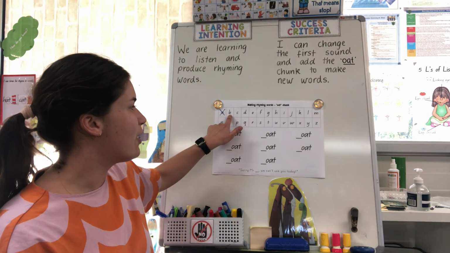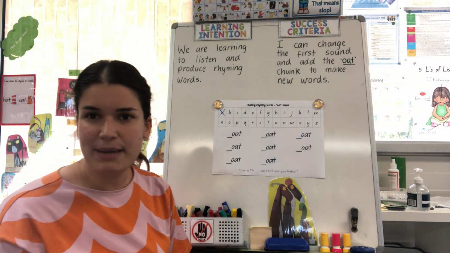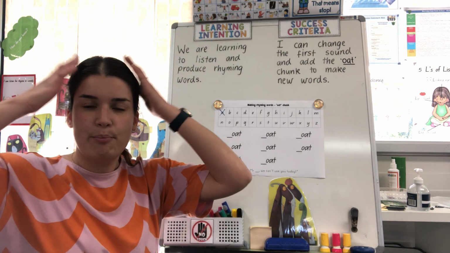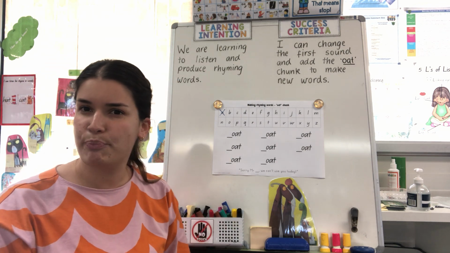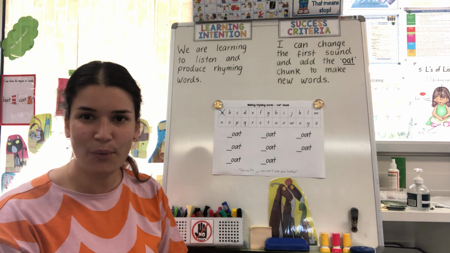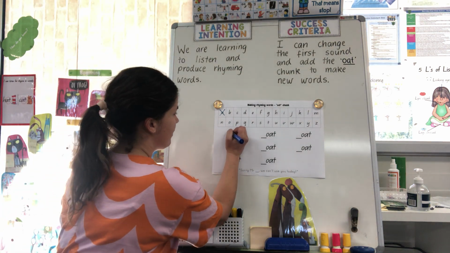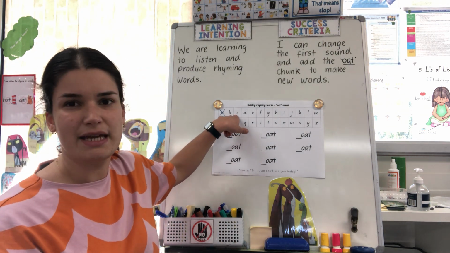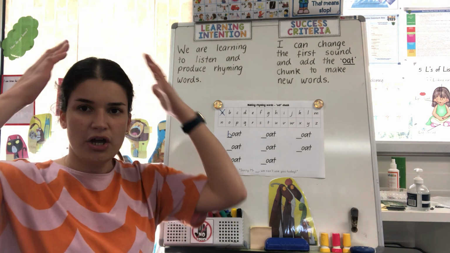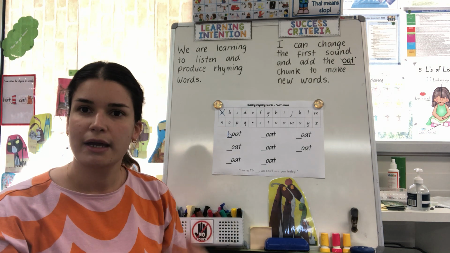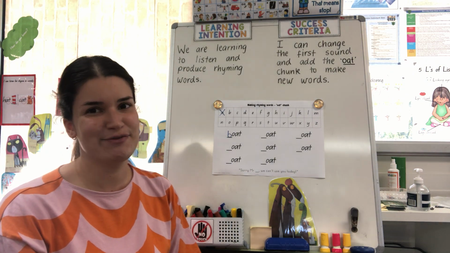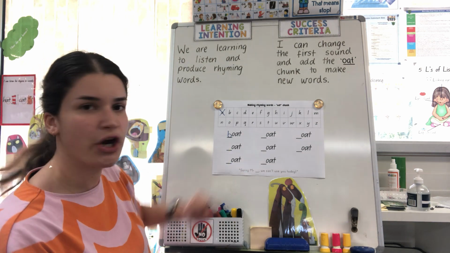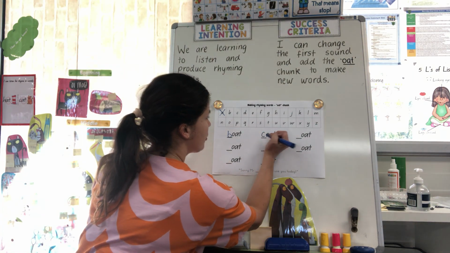Let's move on to the next letter, which is B. The sound that B makes is B. B-oat. Let's stretch that out together. B-oat. Boat. Is boat a word? Boat is a real word, so we can put the B in front of oat to make the word boat. What about C? C makes a k sound. K, oat. Coat. Is coat a real word? Coat is a real word. We saw that the goat is sitting on the coat, so we can use C and put a k in front of oat and make the word coat.